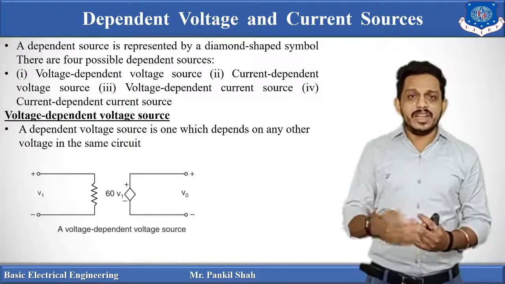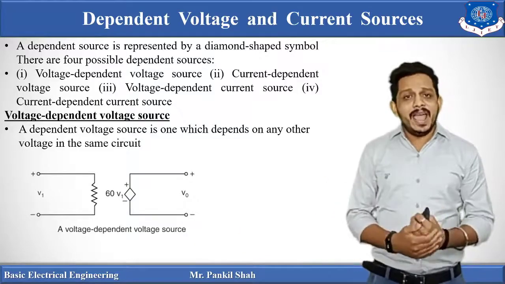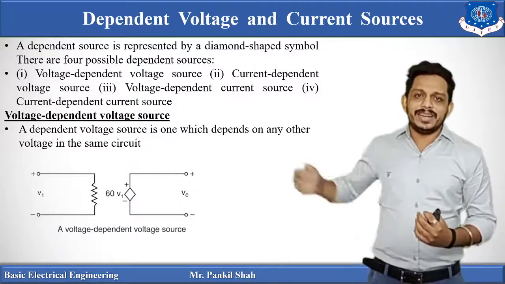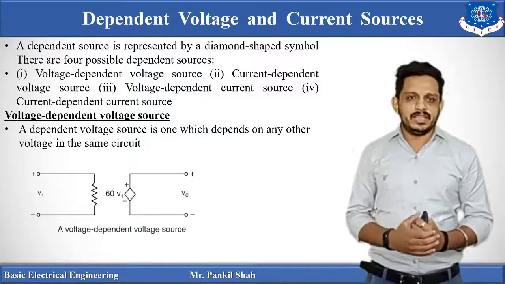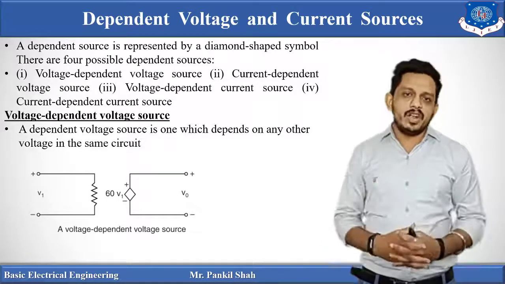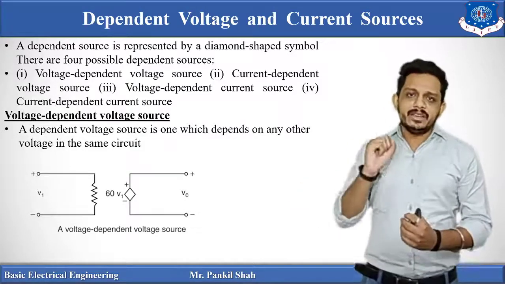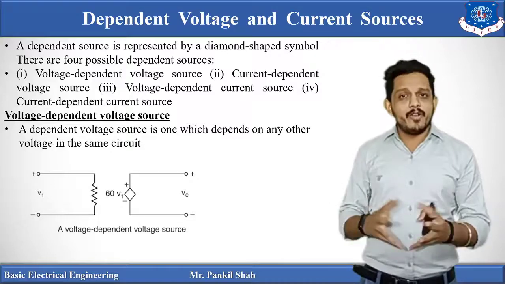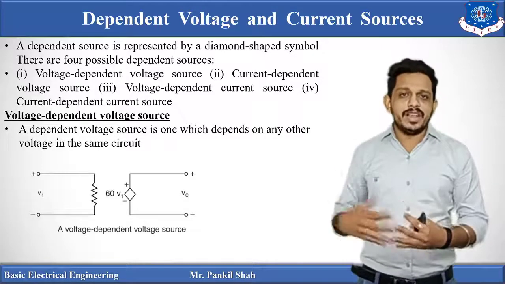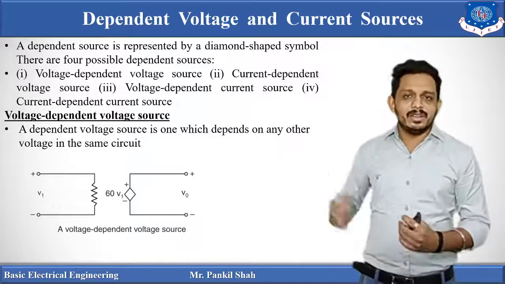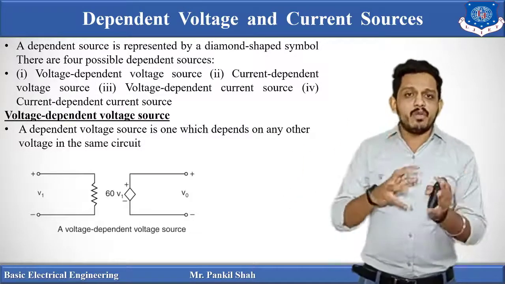Now, this dependent voltage source depends on some other voltage of that circuit, and the other voltage is that of this side, which represents the voltage V1. The value of this voltage source will be VO, that is the output voltage. So you want to find the output voltage on this side. The output of this type of source is dependent on some other voltage given in that circuit, that is V1, the voltage on which our output voltage depends.